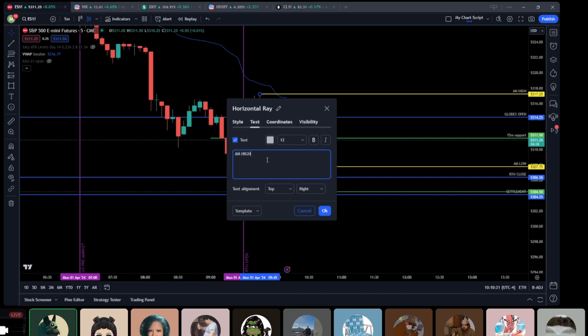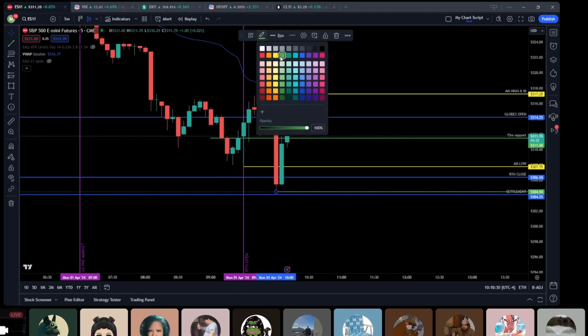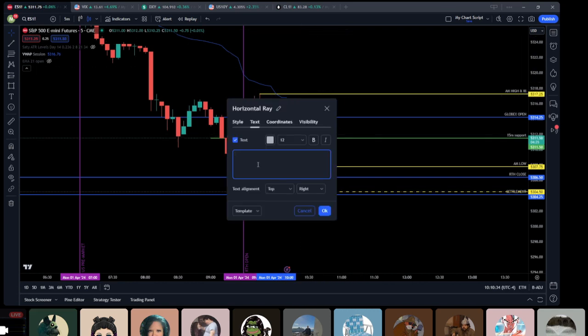I'm just setting it up for right now, and I'll drag these lines to where I need to put them. I'm going to make this yellow and dashed.